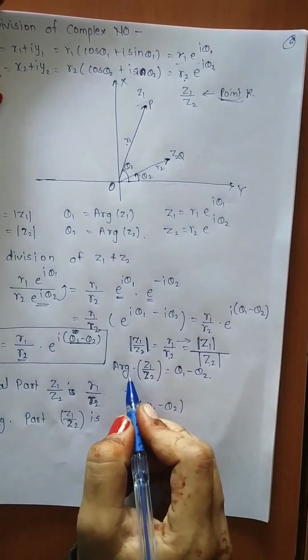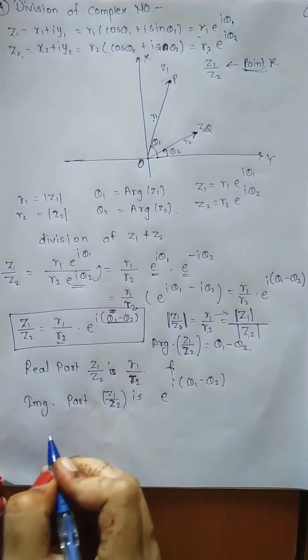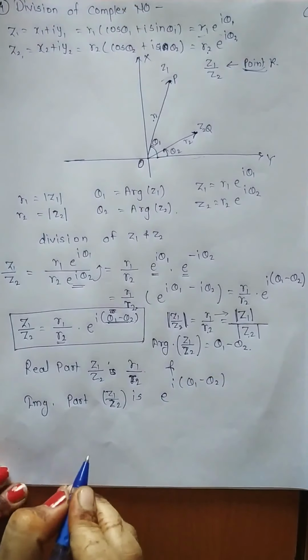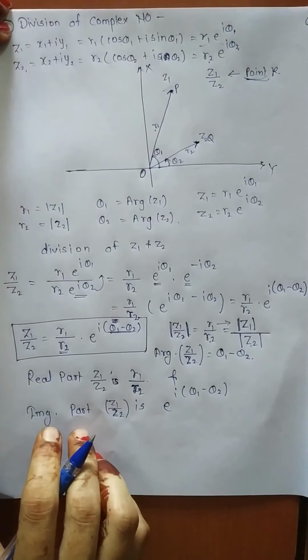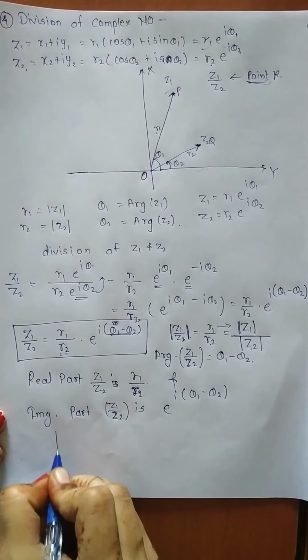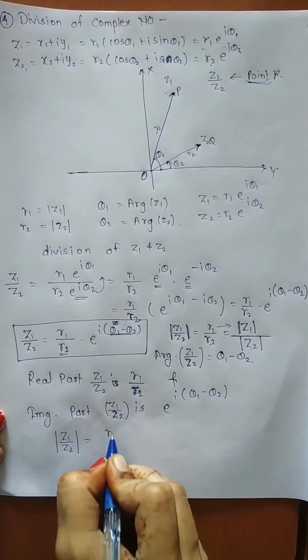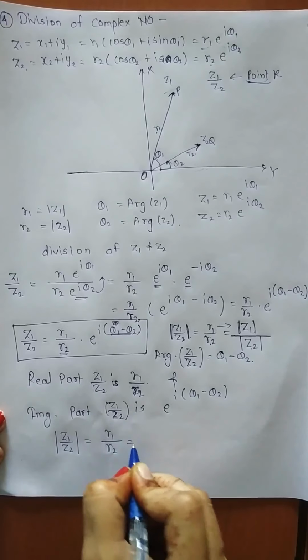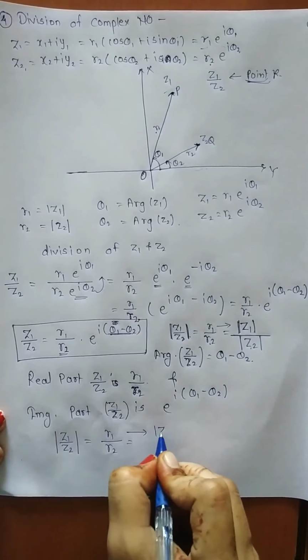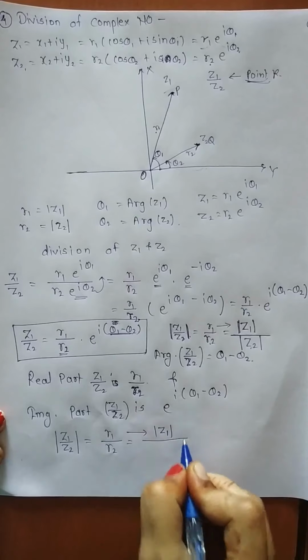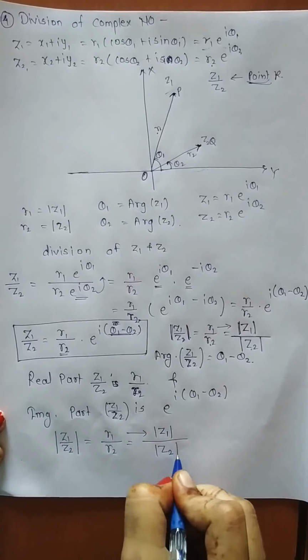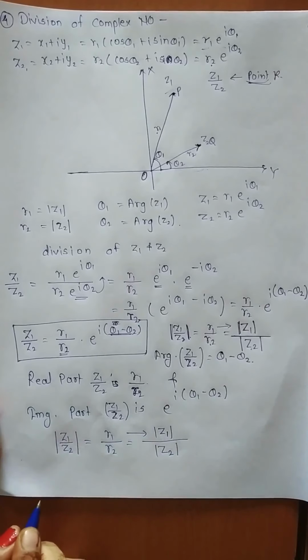Now what about argument? Let me write it separately. That is, I will write it over here. So mod of z1 upon z2, that is magnitude, is what? r1 upon r2. But what is r1? It is magnitude of z1, and what is r2? It is magnitude of z2.